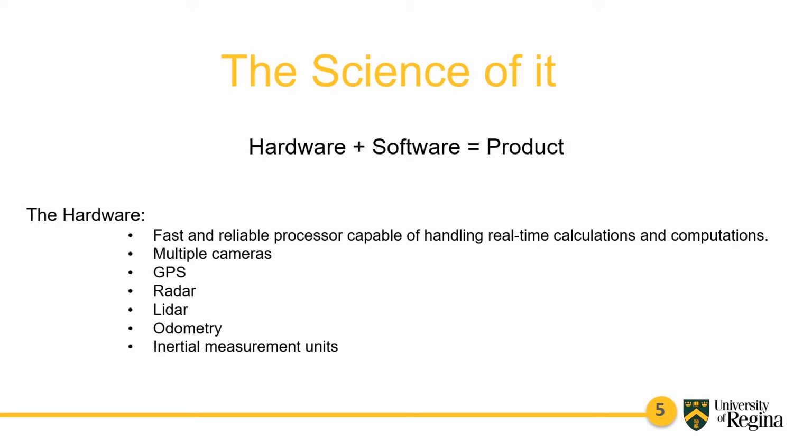To list a few, a fast and reliable processing unit that is capable to efficiently perform real-time computations and calculations. We need multiple cameras covering every angle and blind spots of the car. We need GPS systems for real-time feed of traffic flow and location. We need radar systems to detect objects nearby. We need LiDAR systems to generate 3D vision of the vehicle and its surrounding. Odometry and inertial measurement units are always a welcome addition.